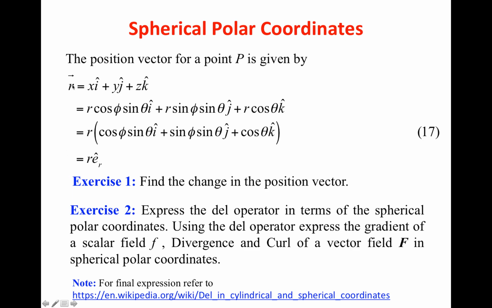So, the change in the position vector is your dr cap. Find out what will be the change in the position vector, and also express the del operator in terms of the spherical polar coordinates, and using this del operator find out the gradient of a scalar field f and the divergence and curl of the vector field f in spherical polar coordinates.